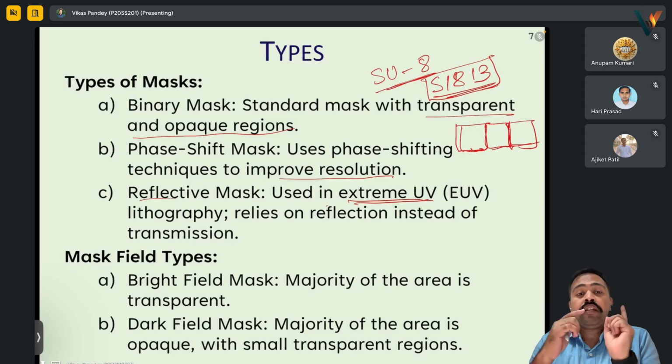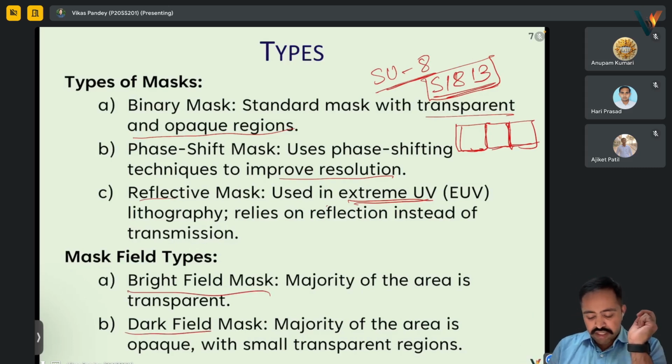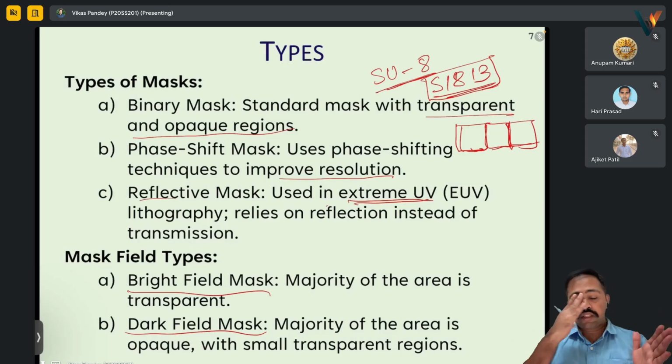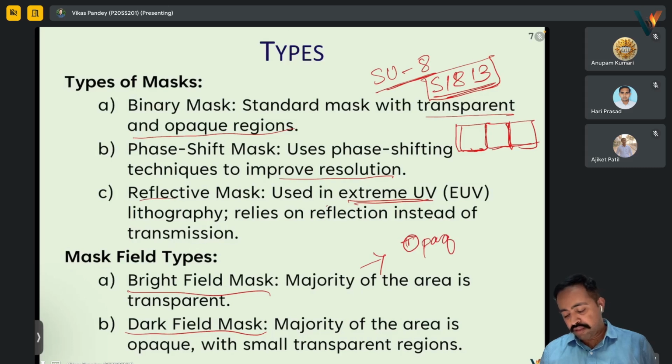Then there are two types of mask field types: bright field mask and dark field mask. Bright field mask means if you see the mask, if there is nothing to be made out of it, it will be transparent, simply a bright field mask, and the patterns will be small opaque regions. So opaque patterns on a transparent mask. This is a bright field mask.